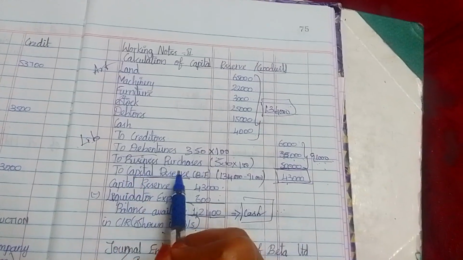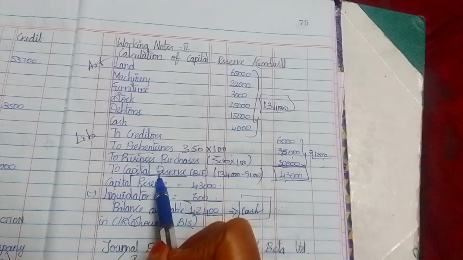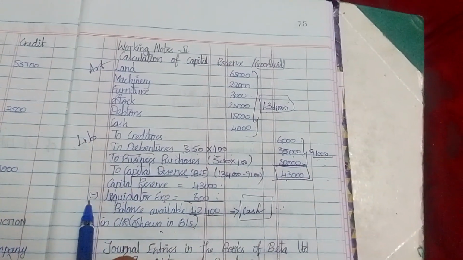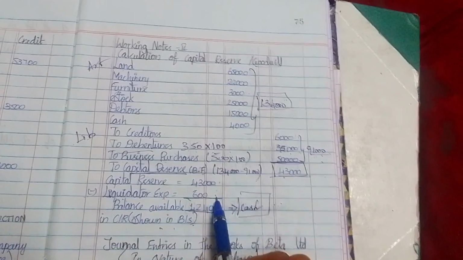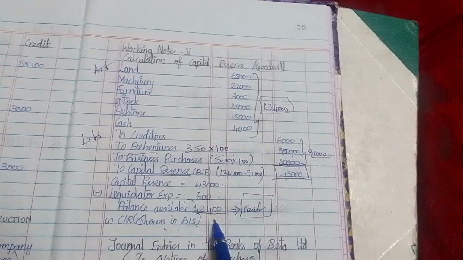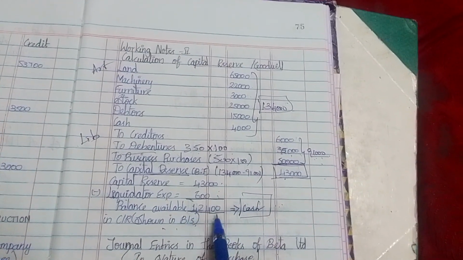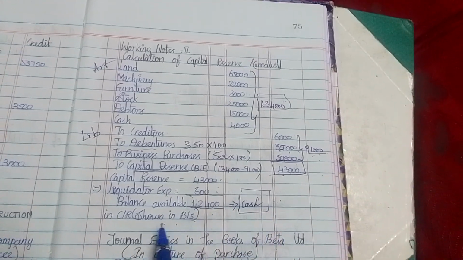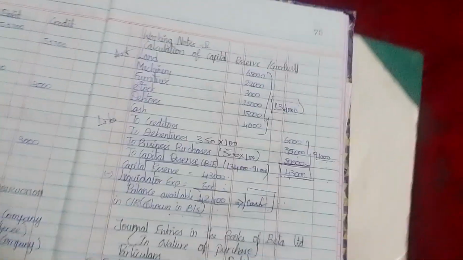That is a capital reserve. From the capital reserve, we want to minus the liquidation expense 600. You will find the balancing figure 42,400. That is the cash we will showcase in our balance sheet.